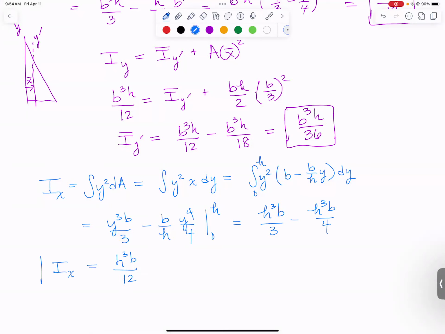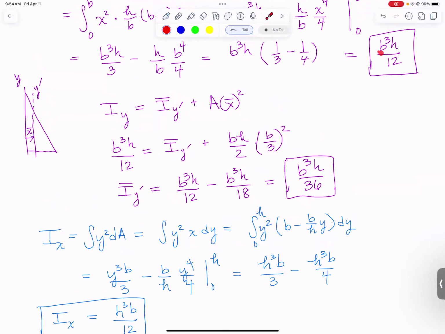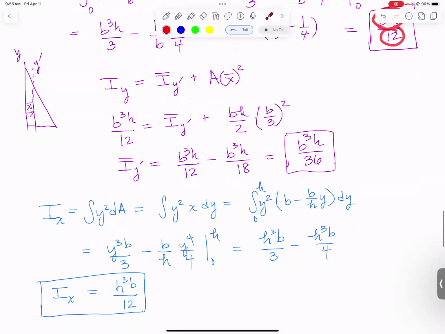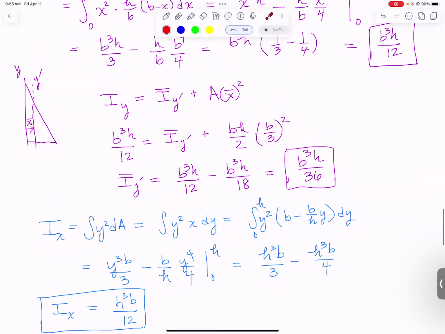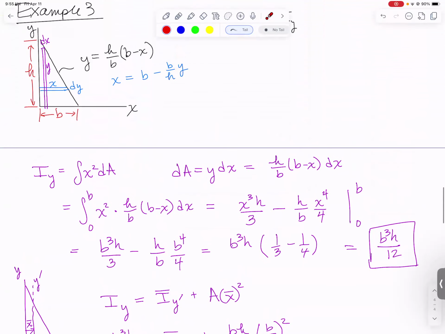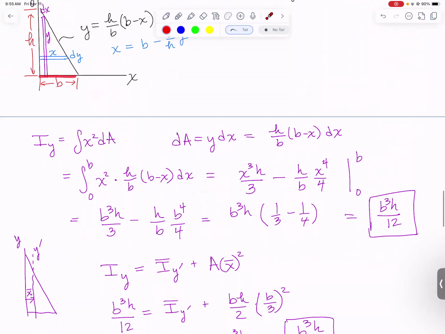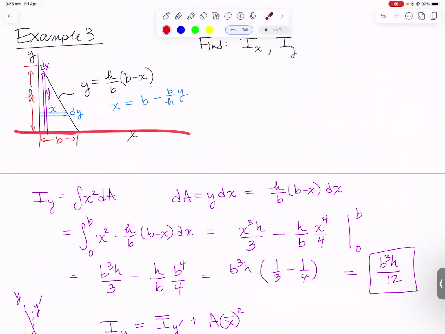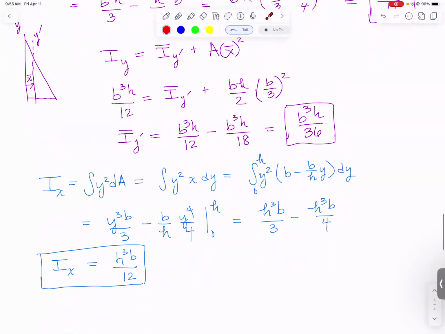Does that look kind of familiar? We just saw a b cubed h over 12. This one is an h cubed b over 12. So we just flip the h and the b and get the exact same thing. So the reminder is, the direction that's going to be cubed is always the dimension that's perpendicular to your axis. So for finding the moment of inertia about the y-axis, it's the b that's cubed. For finding the moment of inertia about the x-axis, it's the h that gets cubed. All right, and that's how you find the moment of inertia using integration.